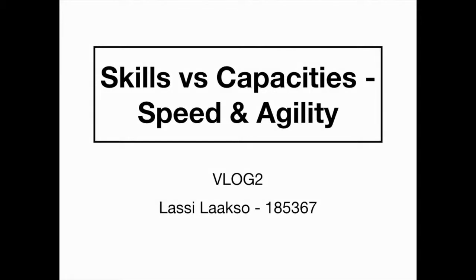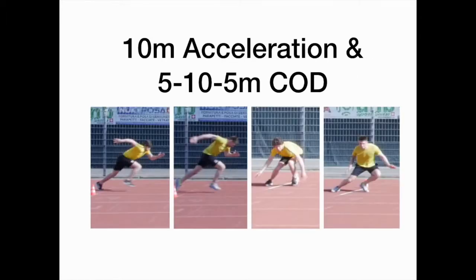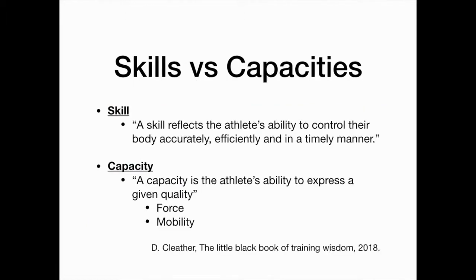In this vlog, skills versus capacities in speed and agility, two athletes will perform a 10-meter acceleration and a 5-10-5 change of direction drill. I'll spend more time analyzing the 10-meter acceleration, where I will make considerations that apply to both drills. In my analysis of the agility component, I'll then focus mostly on characteristics linked to the change of direction. To define skills and capacities, I have used the following definitions given by Daniel Kleder.